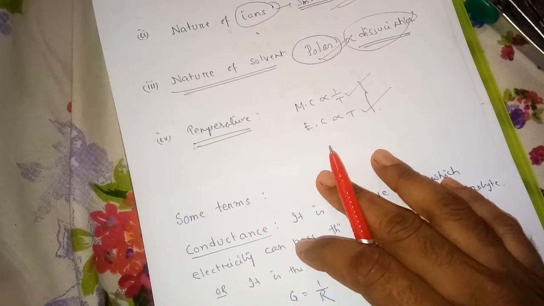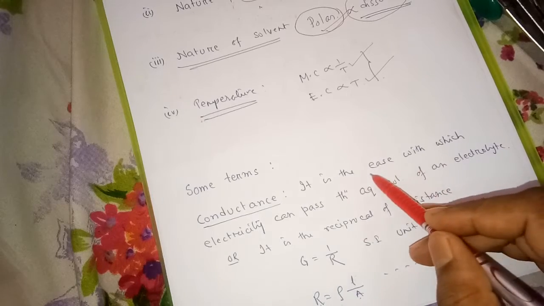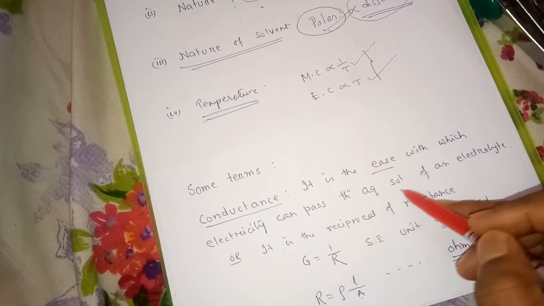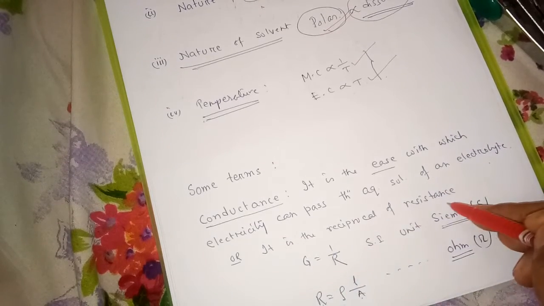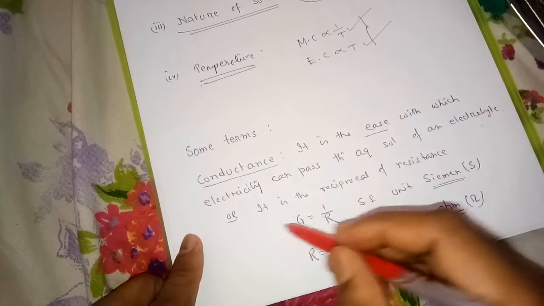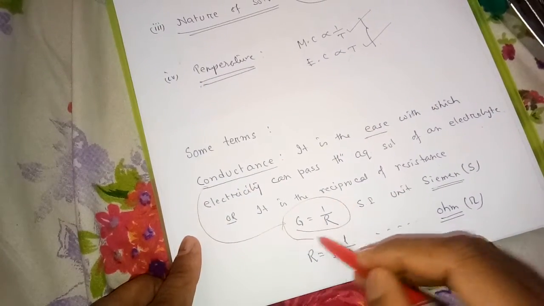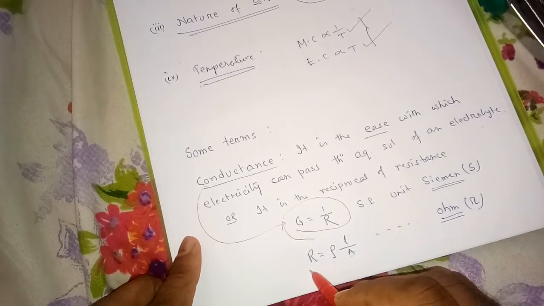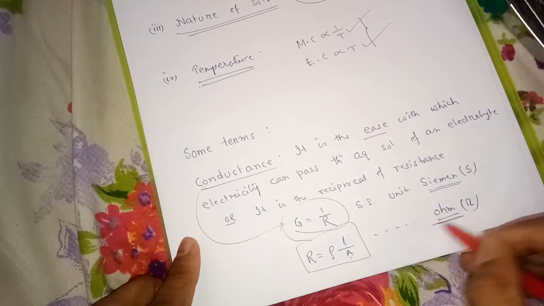Now some terms we will take. First one is conductance. It is the ease with which electricity can pass through the aqueous solution of an electrolyte, or it is the reciprocal of resistance. The conductance is given by G, which is 1 by R. The SI unit is Siemens, or capital S. So what is resistance? We know resistance equals rho into L by A, and the unit of resistance is ohm.